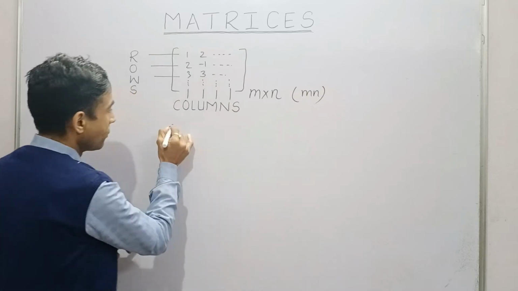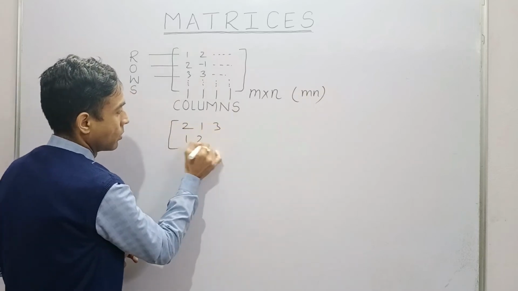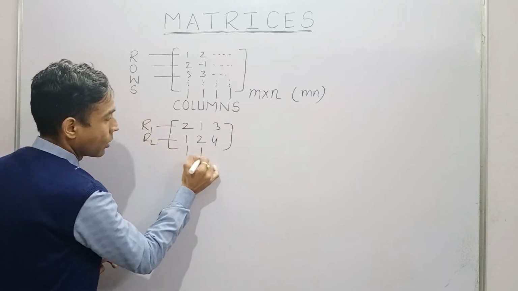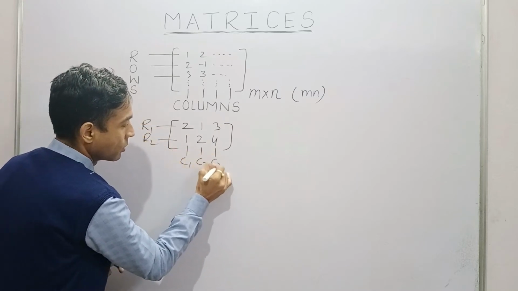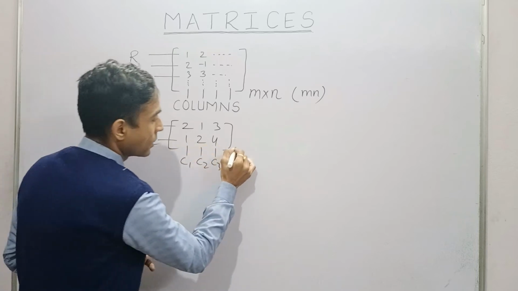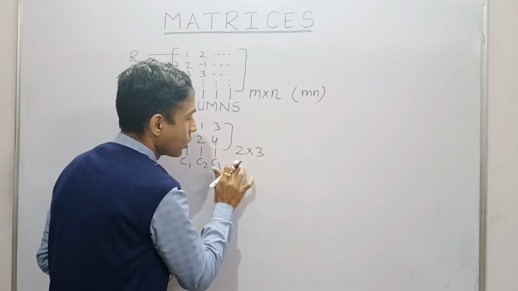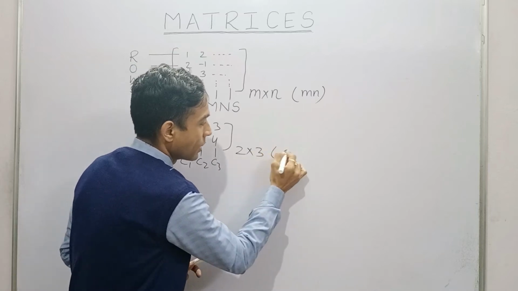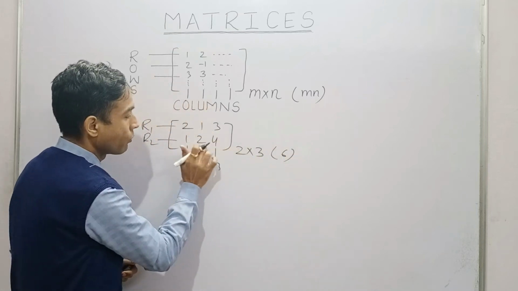Let's take an example. Now here the total number of rows are 2 and columns are 3. Therefore the order of the matrices is 2 cross 3 or 2 by 3, and the total number of elements will be 2 into 3, that is 6. 1 2 3 4 5 6.